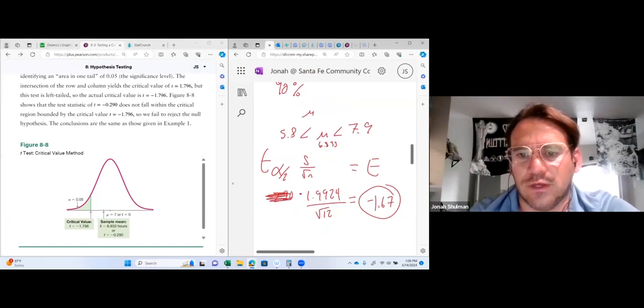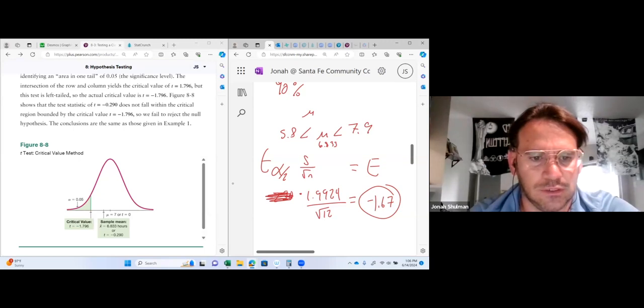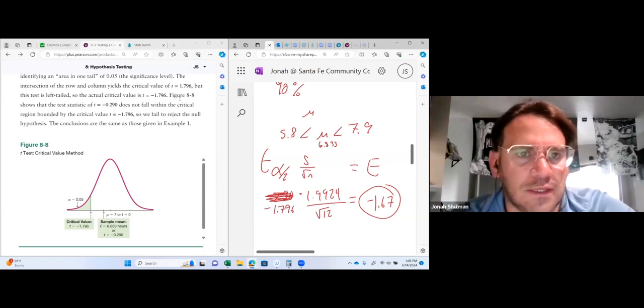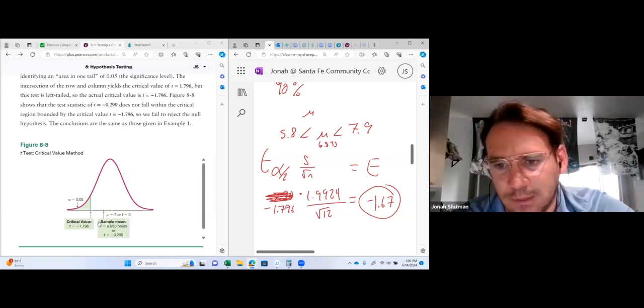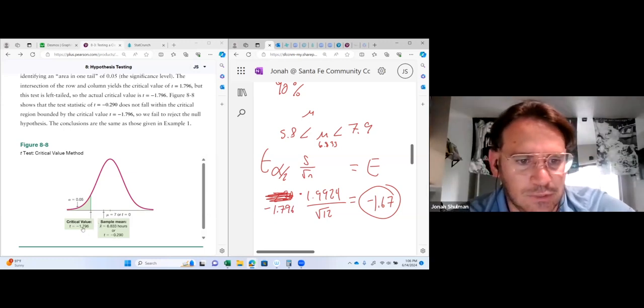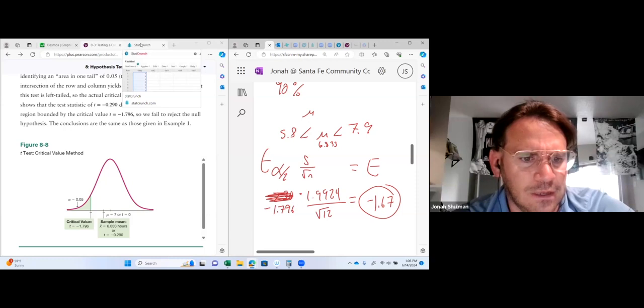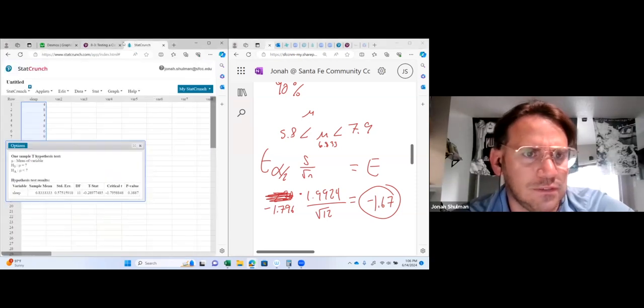So that's the critical value. I mean, we have to put this critical value here. This is negative 1.796. That's what gets multiplied by it. Sorry about the mistake. We need this critical value, not this one. Negative 1.796.